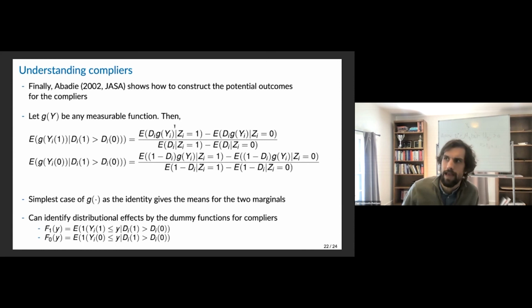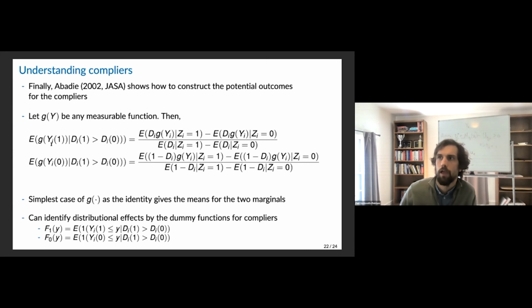But to make this simple, imagine G is just the identity function. So all you wanted was the mean for the marginal of the treatment and the mean for the marginal of the non-treated. Well, what you do is you take the treated value times the outcome, multiply those two together, take the conditional expectation given Zi equals one, take the difference for Zi equals zero, and then scale by the propensity score. That's going to give you the average potential outcome for the compliers.